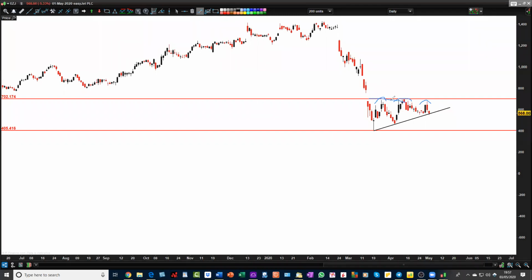I just like to find the level at which I think institutions and the herd are selling at, and try and get short with them on any rallies, tuck my stop away out of trouble, and then see where it lands. Well, can I ask why that's a head and shoulders rather than a rising wedge? Yeah.